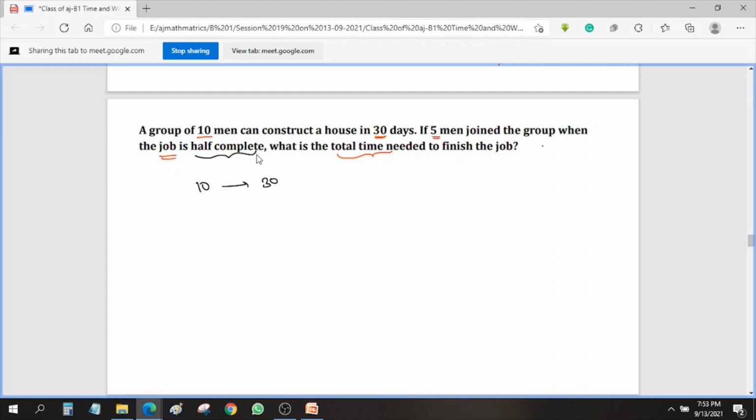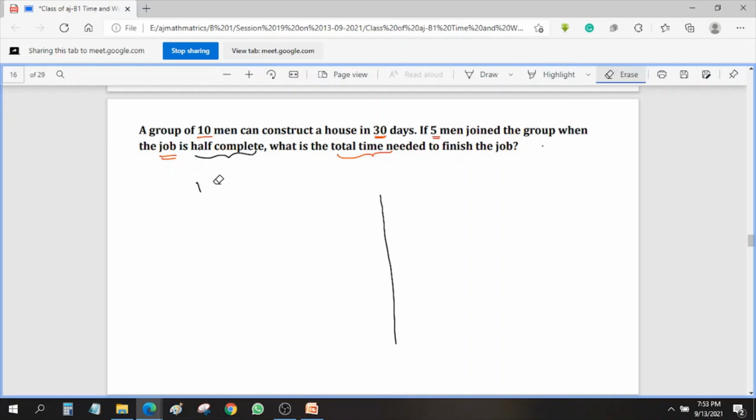Okay, so here the situation is given that after completion of half the work, something happened. For this question, I'll give you the easiest way: split the work into two parts. Then you can easily do it. So this is the first half I am taking, and this is the second half.